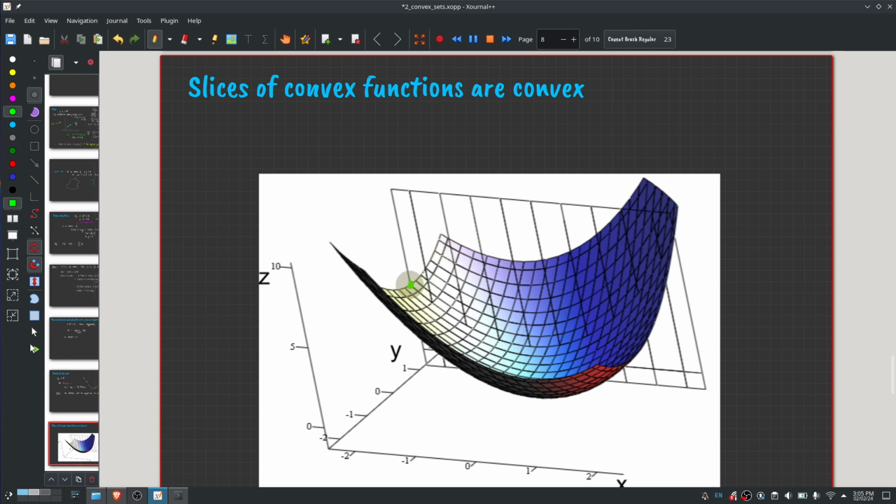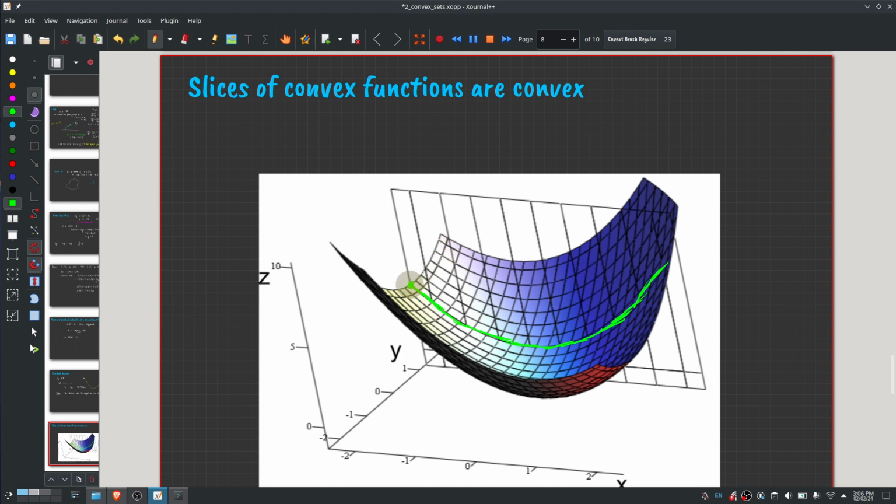Suppose I'm sitting somewhere over here and I decide that I'm going to move in this particular direction, the direction of this particular line. If I restrict myself to this direction, this would be the function along that direction, a 1D function, right? It's a one-dimensional curve, a function of one variable. What properties do you expect this function to satisfy? You would expect that this is also convex, correct?